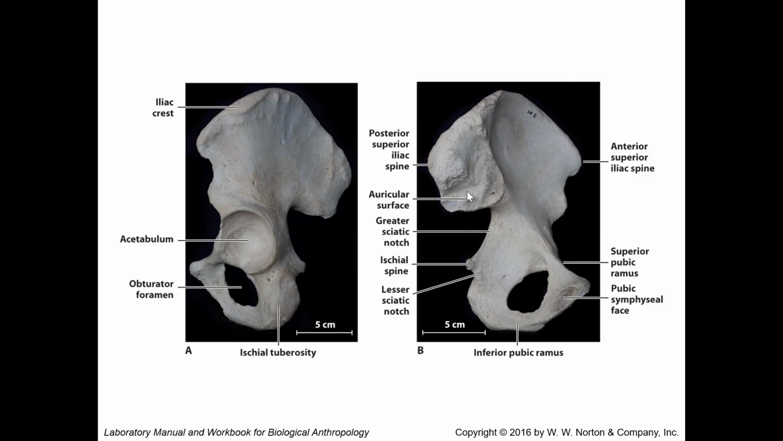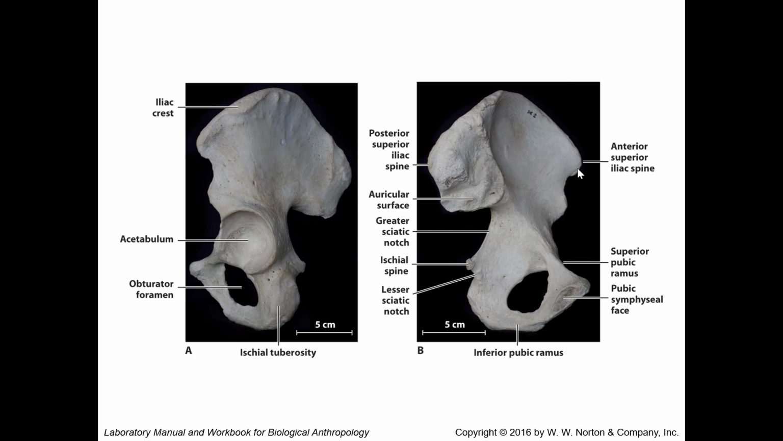The superior edge of the ilium is called the iliac crest. So you can see it better in this picture, the iliac crest. This is an attachment area for numerous abdominal muscles. The anterior superior iliac spine, which we see right here, is found at the anterior end of the iliac crest.